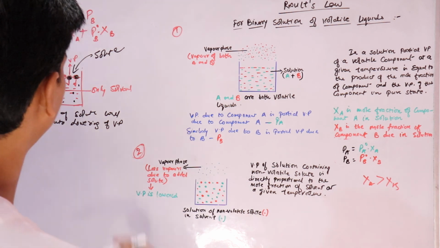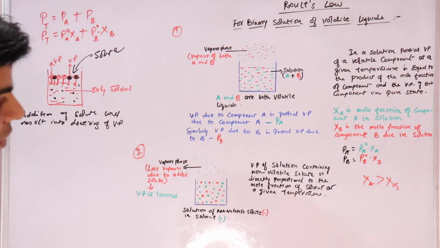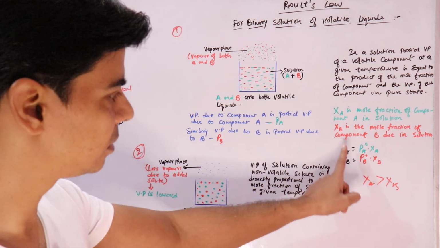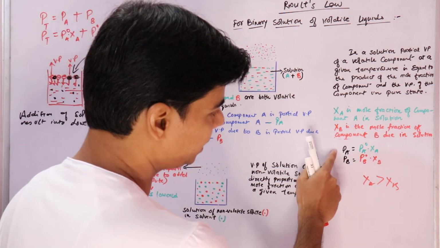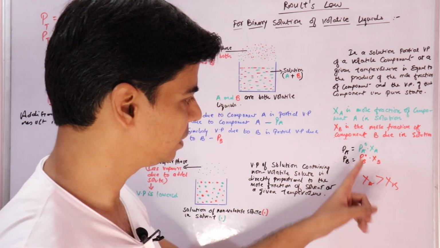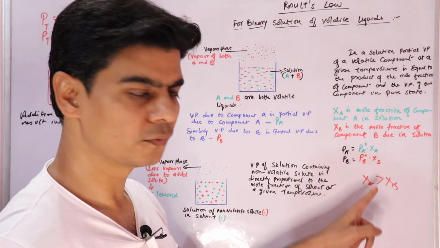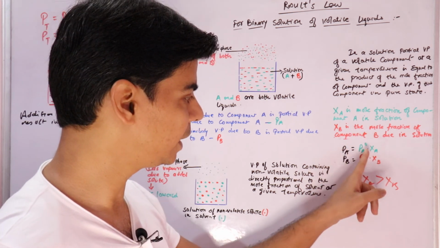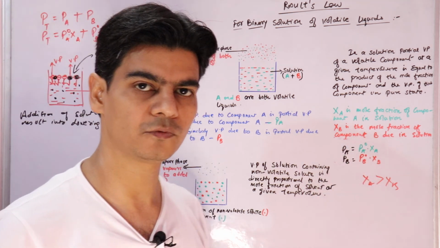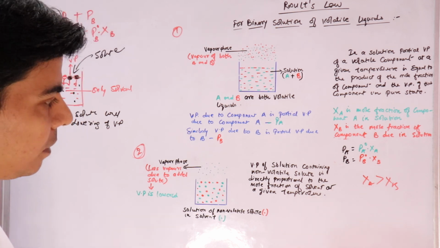Just remember these expressions for the liquids. And this is important, you will get this in numericals: PA, which is the partial vapor pressure, is equal to PA0, which is the vapor pressure of pure liquid A, times XA, which is the mole fraction of liquid A.